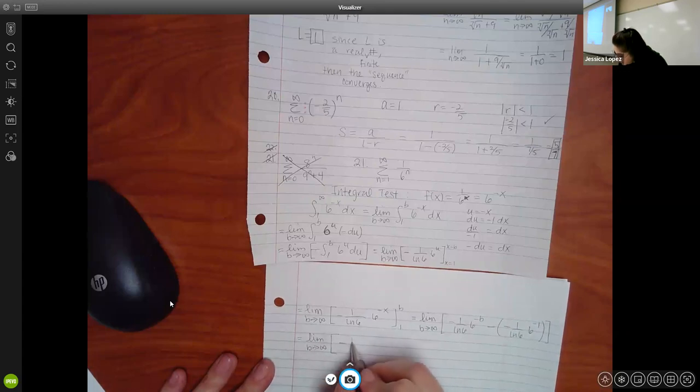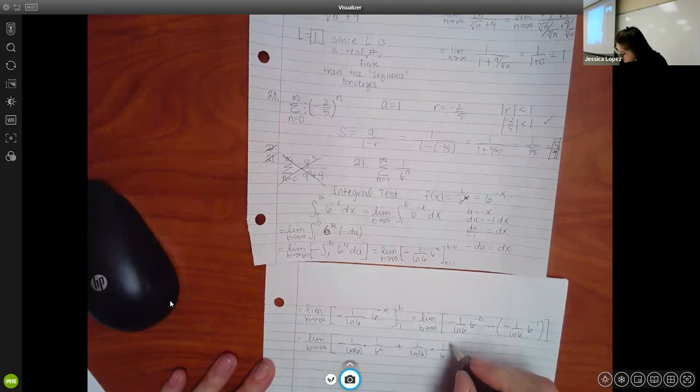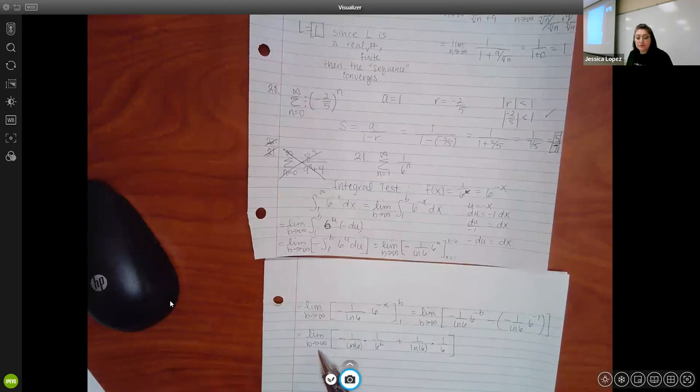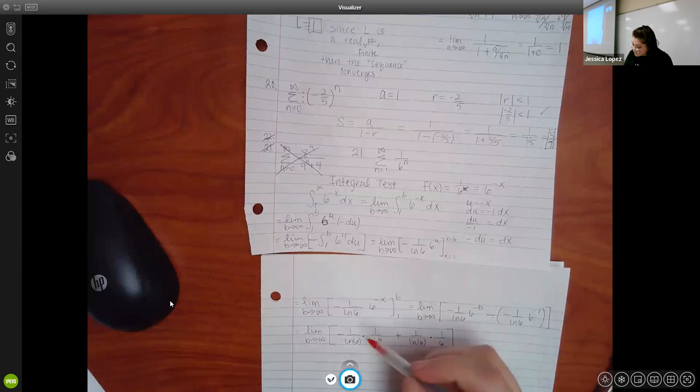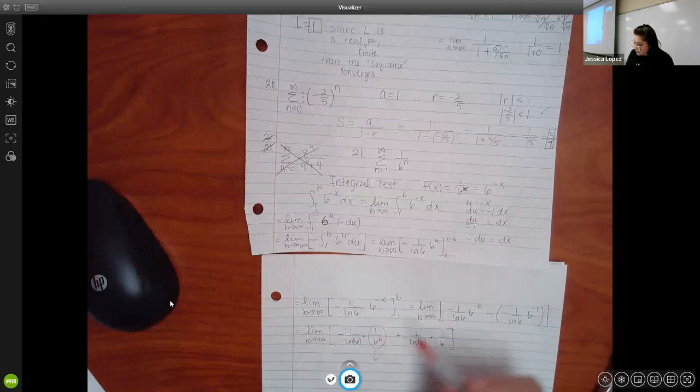This is going to be negative 1/ln of 6 times 1/6 to the power b. Negative and negative is plus 1/ln of 6, and then times 1/6. So as b goes to infinity, 6 to the power infinity will go to infinity. And because it's in the denominator, this guy would go to 0. So this whole guy would go to 0. But if I'm multiplying this times a 0, it means the whole thing goes to 0, right?